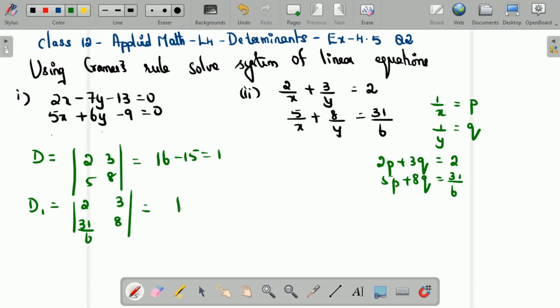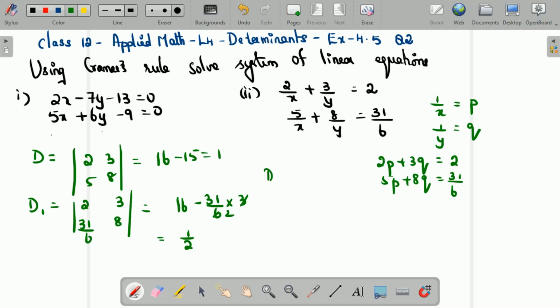So if you evaluate, 16 minus of 31 by 6 into 3. So if you divide, this is 31 by 2. So again take LCM. So this is going to be 1 by 2 because 16 into 2, 32 minus 1 is 31. So 1 by 2. So this is D1 value.